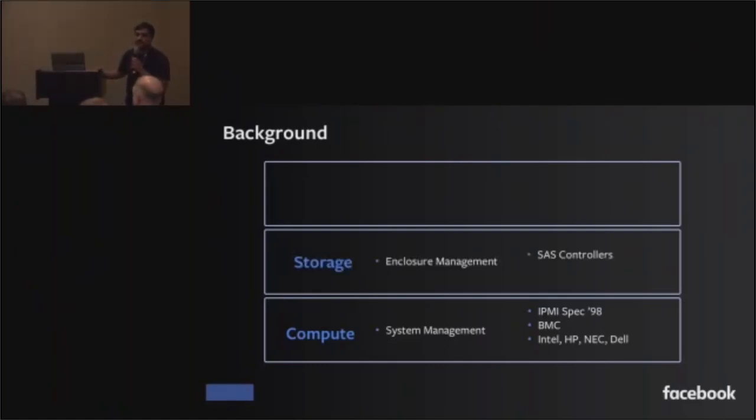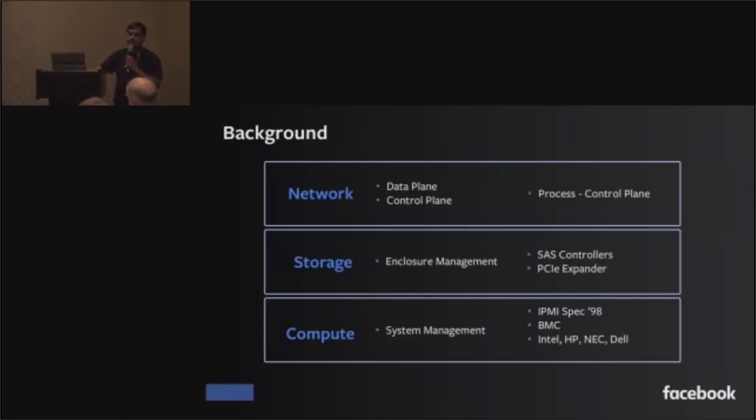If you look at the storage industry, these system management features were done by proprietary firmware, like a SAS controller or a PCIe expander firmware. The vendor provides these features for the storage. If you look at the network, it has the control plane and data plane, and the system management, like fans, controls, and monitoring, is done as a single process on the control processor itself. This is the lay of the land before OpenBMC.